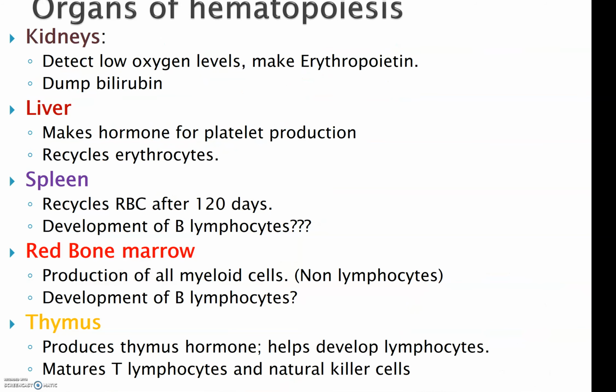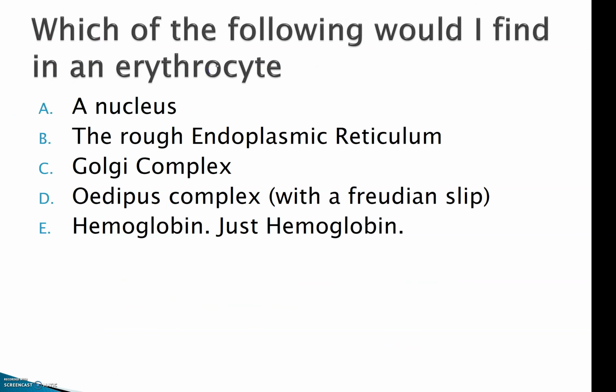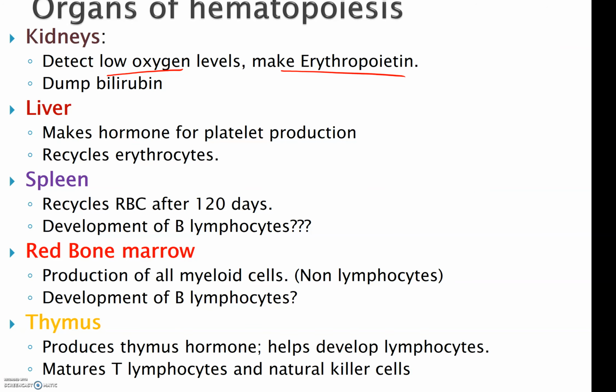The last slide tells what organs do what in hemopoiesis. The kidneys detect low oxygen level and make EPO, and they dump bilirubin. The liver makes a hormone for platelet production and recycles erythrocytes. The spleen recycles red blood cells also. Bone marrow makes all the myeloid cells, and the thymus develops the T cells.